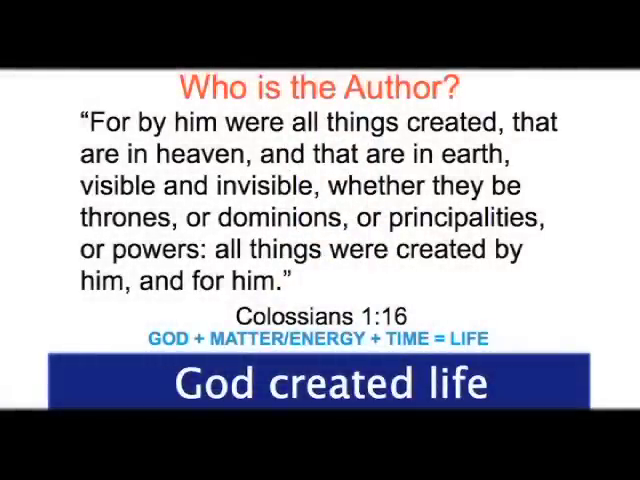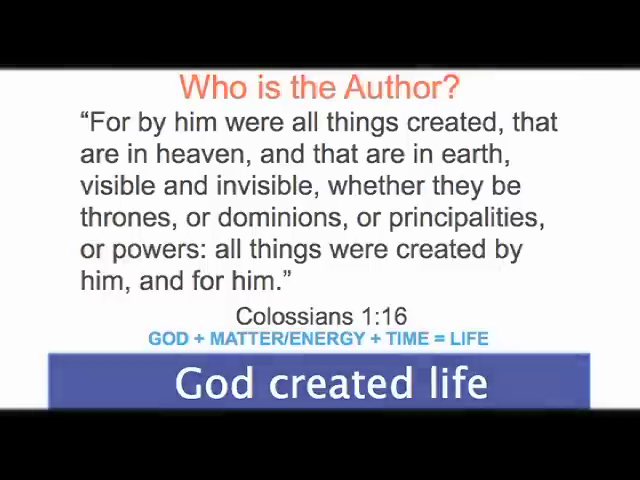We think it's the God of the Bible. For by him were all things created. That was Christ. All things were created that are in heaven and that are in earth, visible and invisible. Whether they be thrones or dominions or principalities or powers, all things were created by him and for him. God is the source of life. He created matter and energy for a purpose. He created time to allow that matter and energy to work and create life. He's the source of the information. He's the one that wrote the information on the chemicals. It was God who is the author.